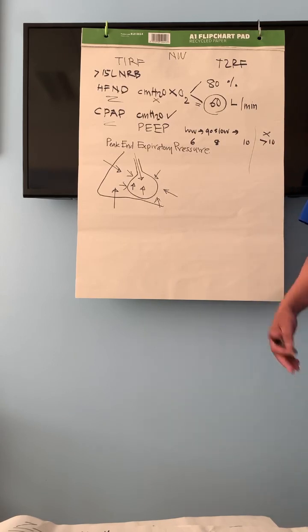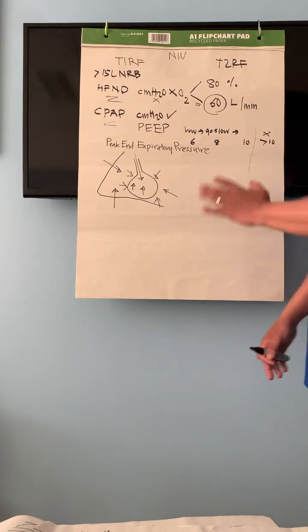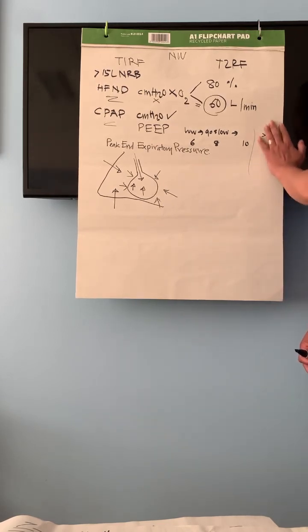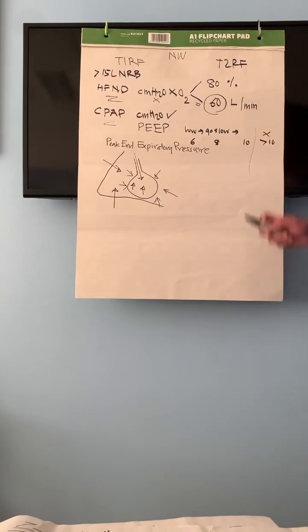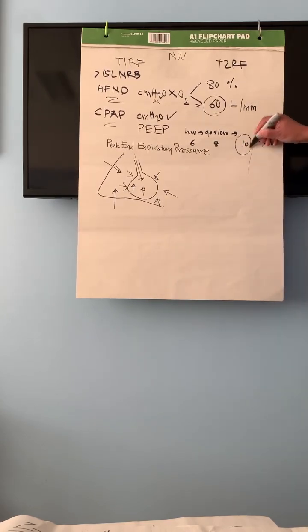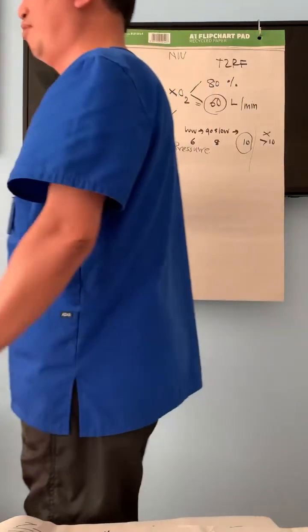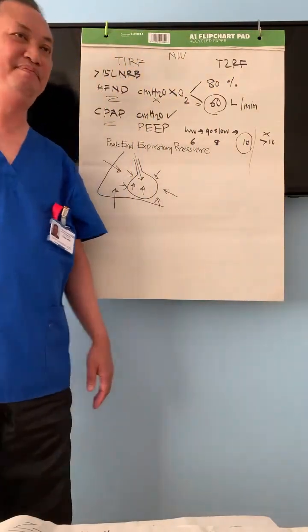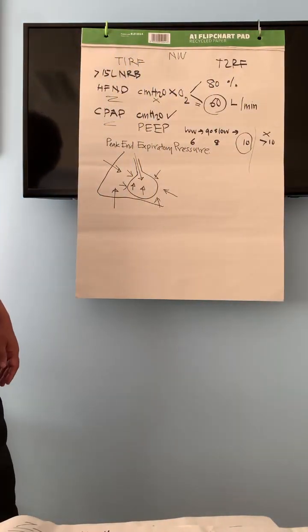We go up to 10, 12, 15 sometimes, but usually they are not doing well. The outcome is not great. So this is the golden figure for that. We won't go beyond the 10 centimeter water peak in CPAP cases.